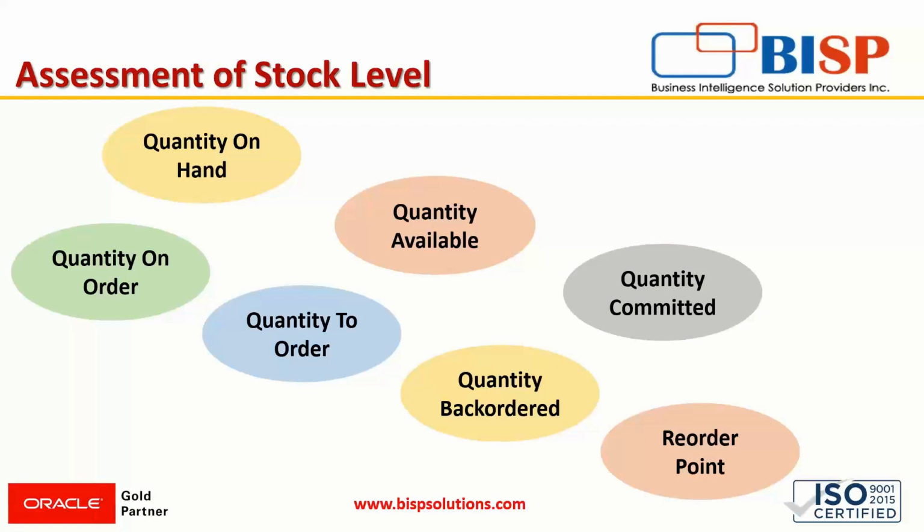Next, the last level is the reorder point. This is the level at which we need to place an order to replenish the stock, or I will say when we want to build some more items into our inventory. For that, the reorder point is required. So these are the quantity levels on which our stock level can be assessed.